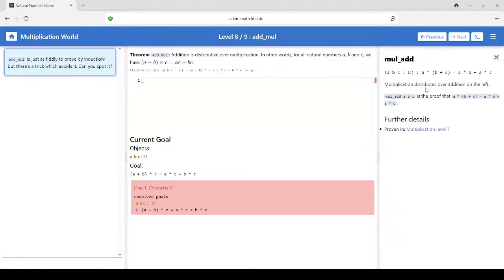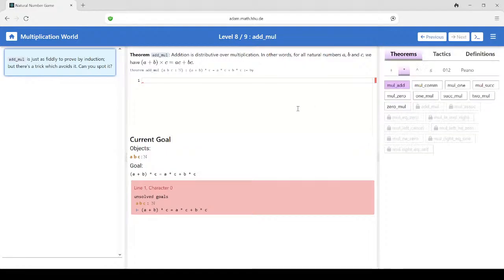So we just proved add multiply, which proves that we proved the distributive property. Add multiply is just as fiddly to prove with induction, but there's a trick which avoids it. Can you spot it? What?